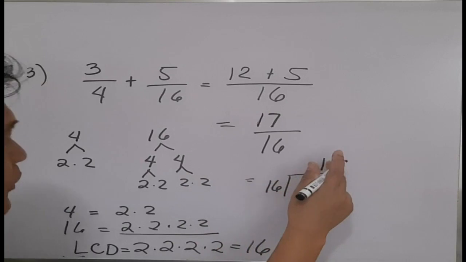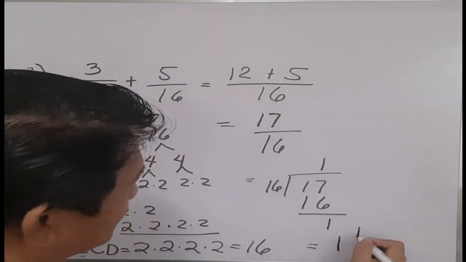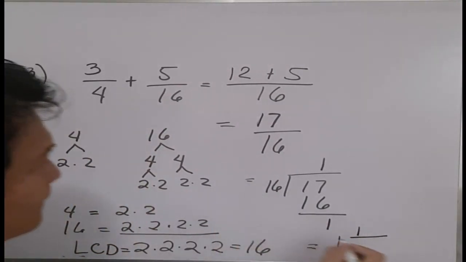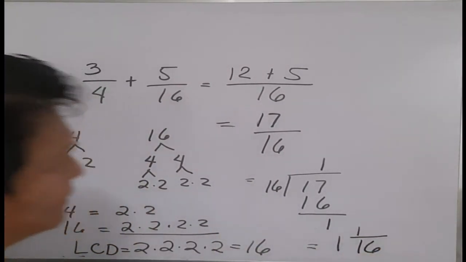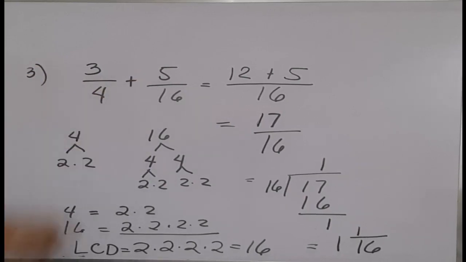17 over 16, ito ang ating whole number. Ito ang ating numerator. Ito ang ating denominator. So, 3 over 4 plus 5 over 16, ang sagot ay 1 and 1 over 16. Okay, nakuha.